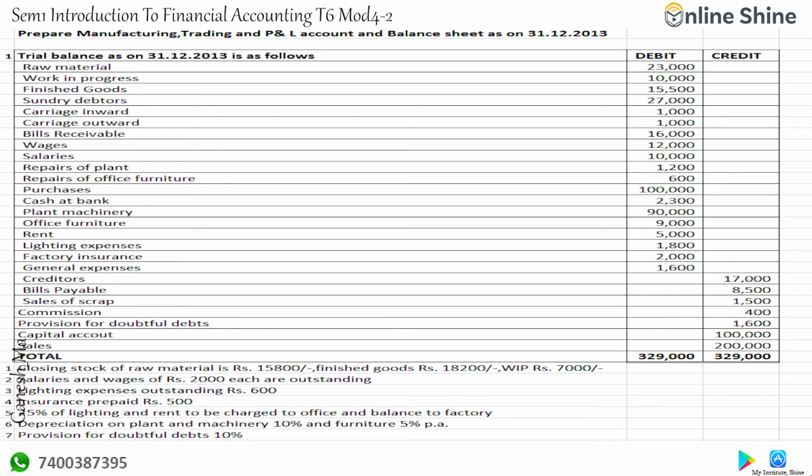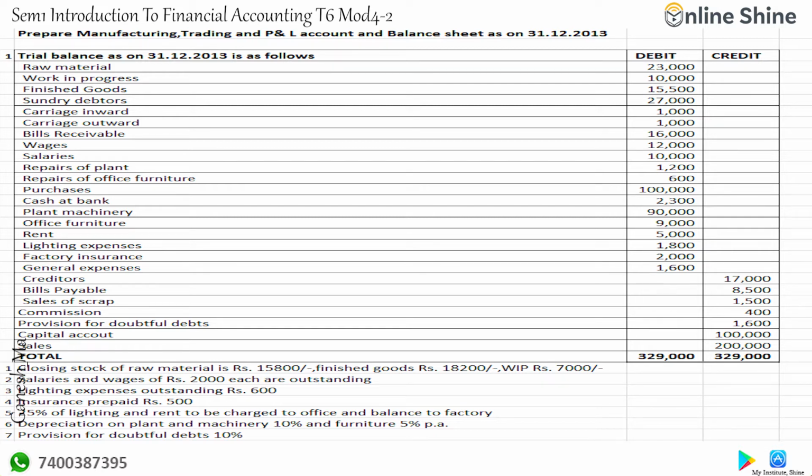Now we will go for the adjustment. See students, for the adjustment we have to give two effects. Why two effects? Because our accounting system is based on the double entry system. So every item has one debit corresponding to one credit. But whatever items were there in our trial balance, that is only the posting. So there was only one entry for that.